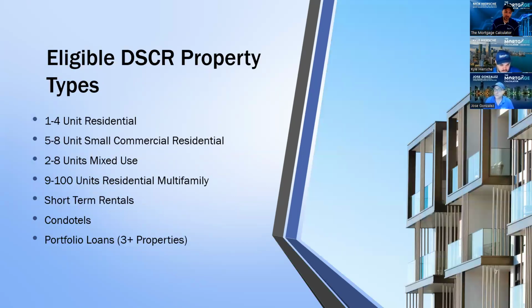And what types of properties can we do? Obviously, 1 to 4 unit residential is your typical properties. That's what everybody's used to. But as I mentioned at the start, we can also do our 5 to 8 unit small commercial residential, which is kind of a hybrid, and our 2 to 8 units mixed use. So that is a unique way to use the DSCR. Then obviously our standard multi-unit 9 to 100, 200 units residential multifamily are going to be DSCR based, but totally different types of products.